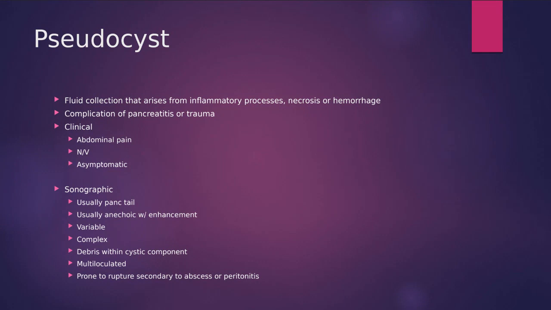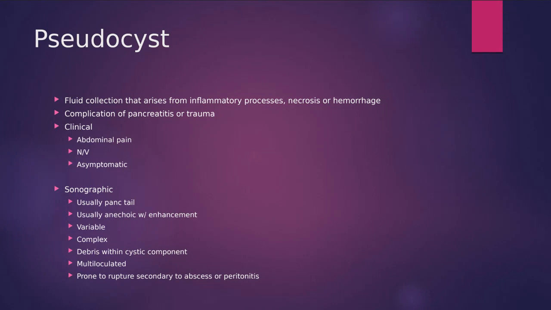So clinically, the patient will have abdominal pain or any type of symptom associated with the cause of why we have this pseudocyst. They're going to have nausea, vomiting, or they could be asymptomatic. On ultrasound, we're usually going to see these typically at the pancreatic tail, so it's going to be really hard for us to find. They can be super variable, meaning they could be complex, they could be anechoic. They really can have their own type of sonographic appearance. They're usually going to be anechoic with enhancement, but again, they're going to be variable. We could see some debris within them. We could see some loculations within them.